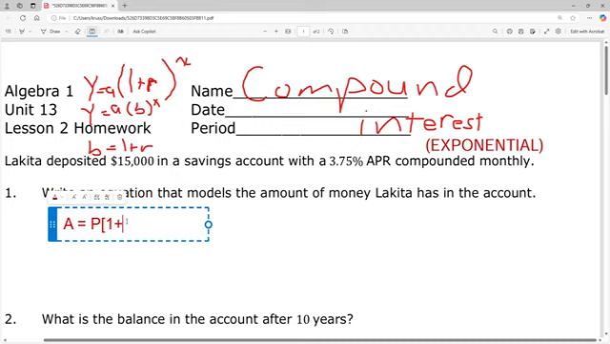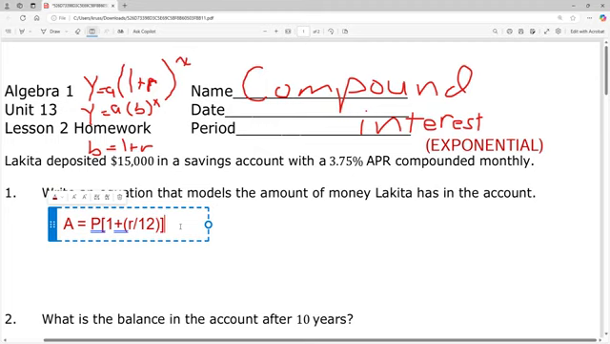Use brackets. 1 plus. Now your interest rate is usually annually. Your annual rate, APR, is an annual rate, and so you have to divide it by the monthly, which is 12. There's 12 months in 1 year. This is a 3.75 APR, which stands for annual percentage rate. So you got to put that in percent. That's a percentage. So you got to put this into decimal form as part of that, right?